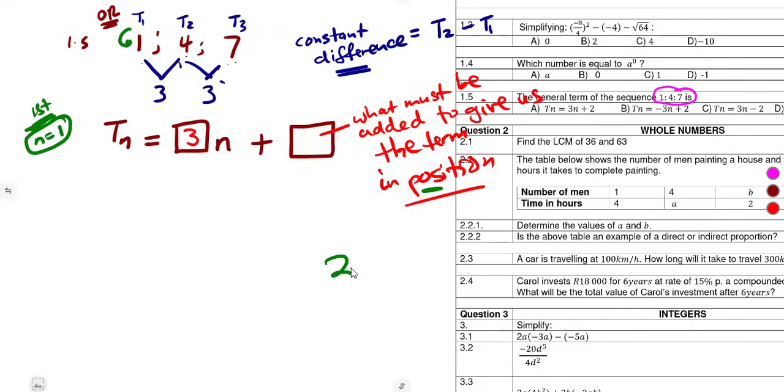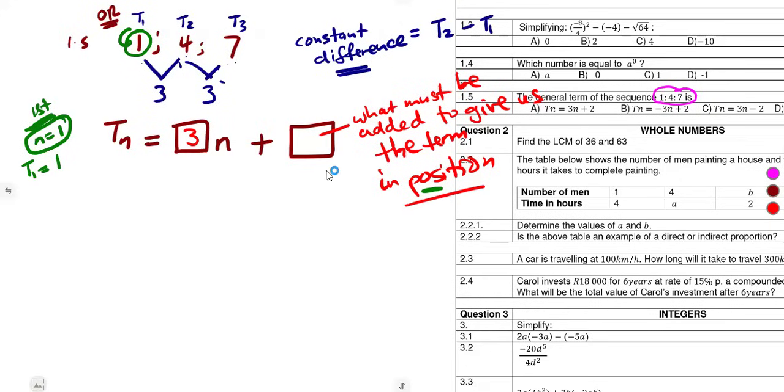If I'm talking about the second position, n is 2. Third position, n is 3, and so on. So if I'm using the first position, it means n is 1. When n is 1, what is there on our first position? T1 is equal to what? To 1. T1 is equal to 1. So this is what it means.